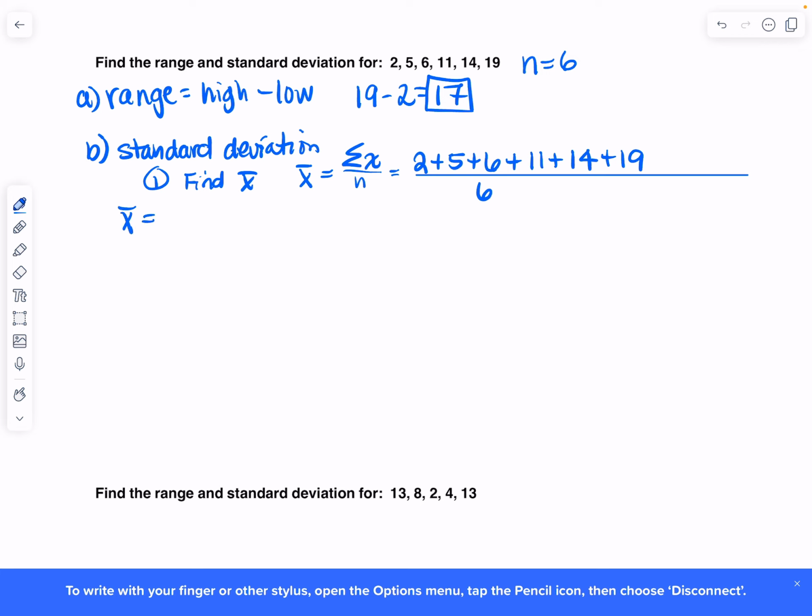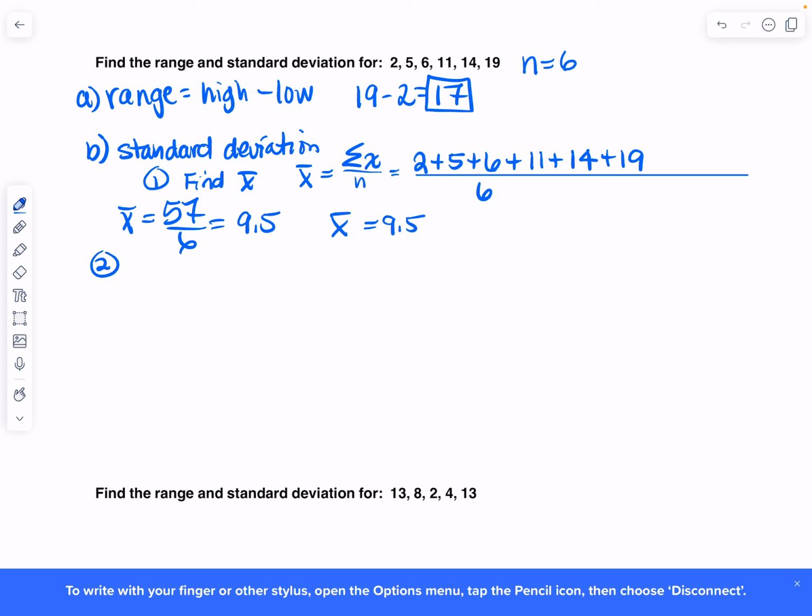All right, so 2 plus 5 plus 6 plus 11 plus 14 plus 19. I'm just making sure that's okay. 2, 5, 6, 11, 14, 19, yep. And I got 57. I'm going to divide that by 6, and I got 9.5. So the mean is 9.5.